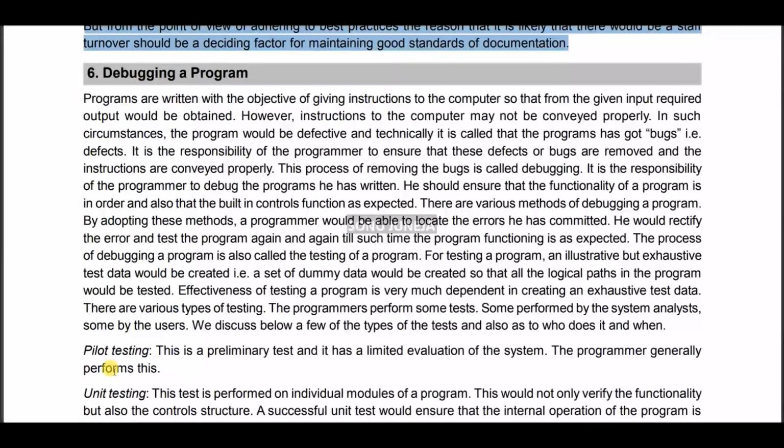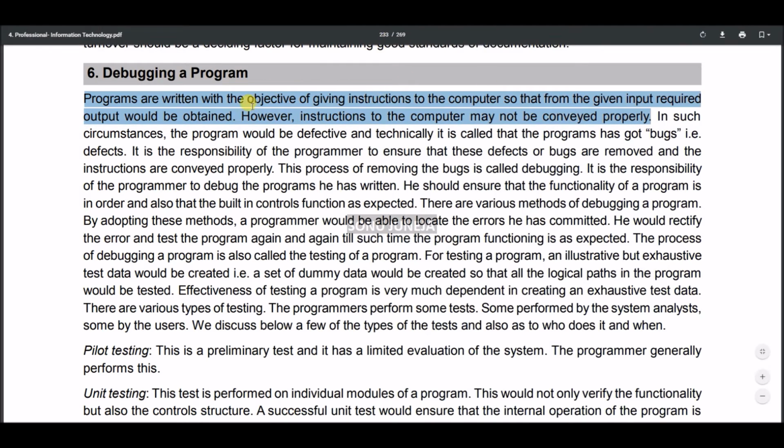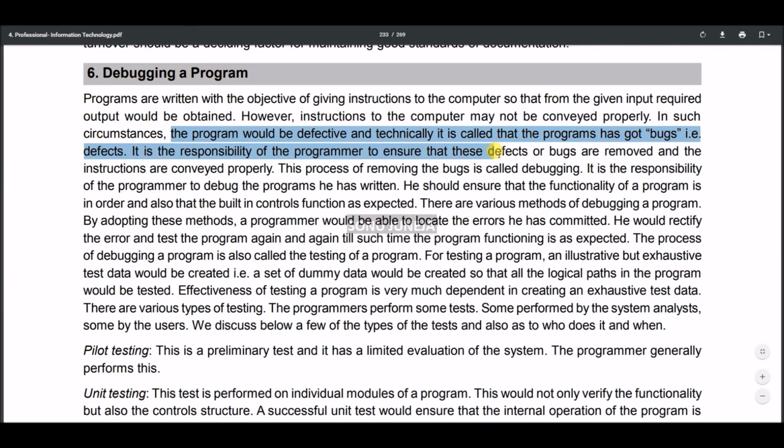Then we have the debugging of programs. Programs are written with the objective of giving instructions to the computer so that from the given input, the required program output will be obtained. However, instructions to the computer may not be conveyed properly. In such circumstances, the program would be defective, and technically the program is said to have bugs, that is, defects. It is the responsibility of the programmer to ensure that these defects or bugs are removed and the instructions are conveyed properly. This process of removing bugs is called debugging.